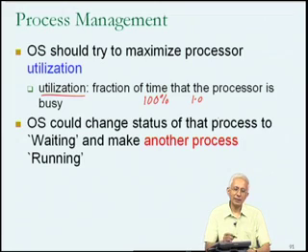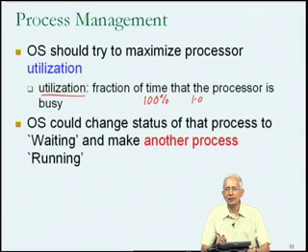Now, before we think about that, how could the operating system cause the utilization of the processor to increase in the event that we had just talked about, where one process does an operation which results in a long operation like a disk access? The answer is, the operating system could change the status of that process which was running into the waiting state, and it could make some other process the running process.